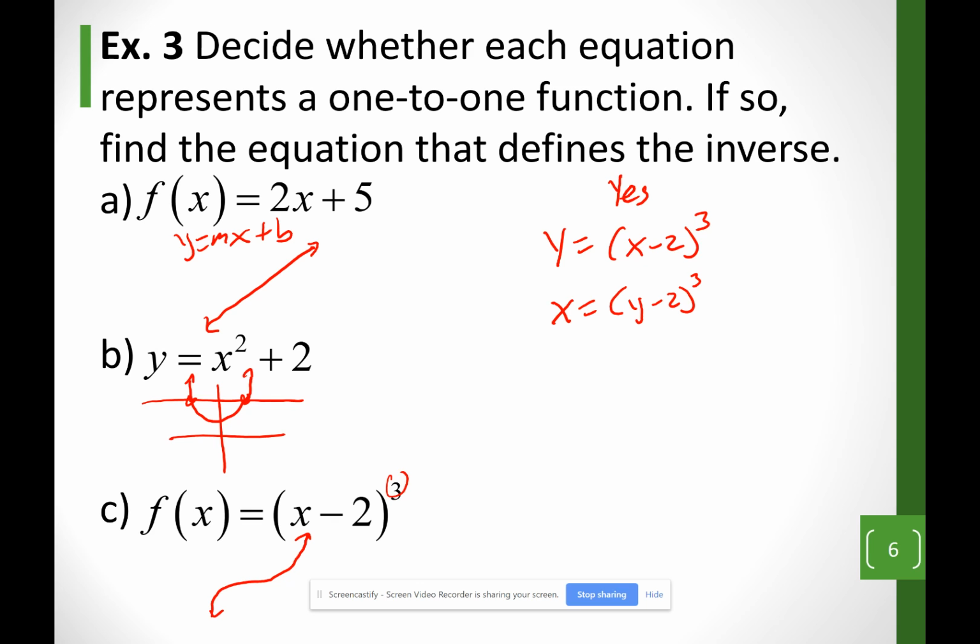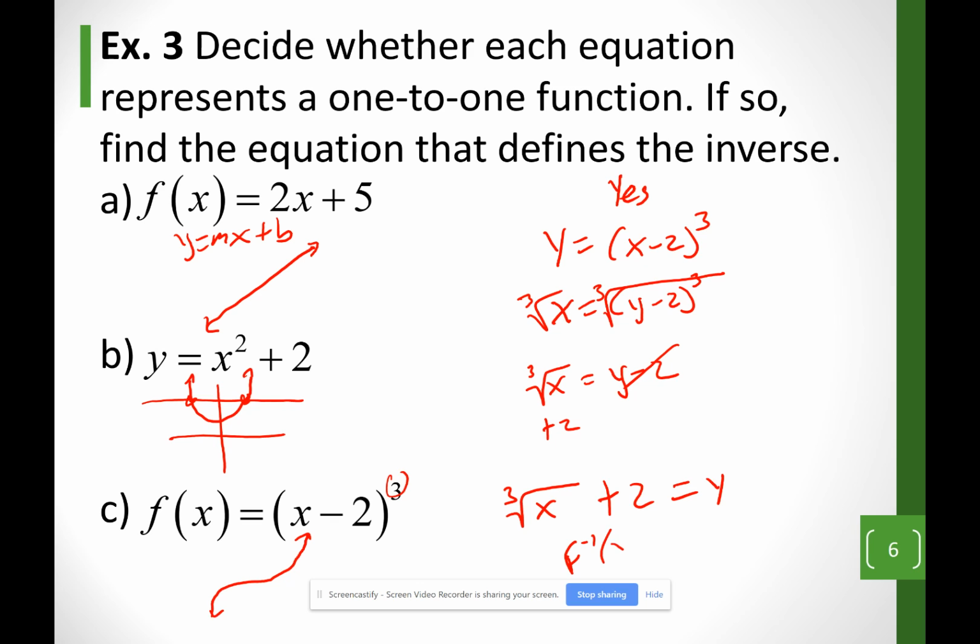And solve for y. I'm going to get rid of the exponent by doing the cube root. Right? The cube root is going to get rid of that cube power. So I have that the cube root of x is equal to y minus 2. To get the y by itself, let me add 2 to the left. So I have that the cube root of x plus 2 is equal to y. Now that I have y by itself, I'm going to switch this to f inverse of x is equal to the cube root of x plus 2.